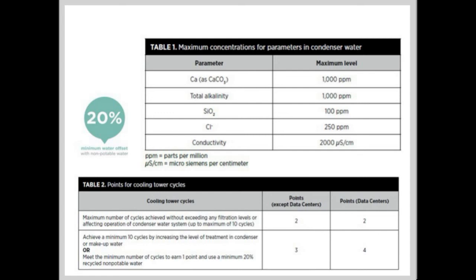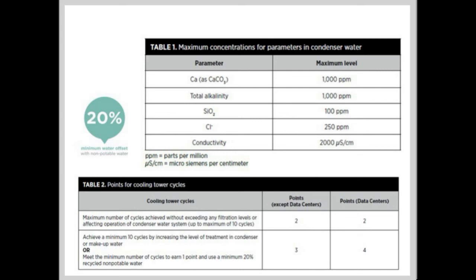The table listed here shows point distribution and criteria. Data center projects can earn only 3 points, whereas all other projects can earn up to 4 points under this credit. All projects, including data centers, could earn up to 2 points by achieving the maximum number of cycles without exceeding any filtration levels or affecting operation of the condenser water system, up to a maximum of 10 cycles.